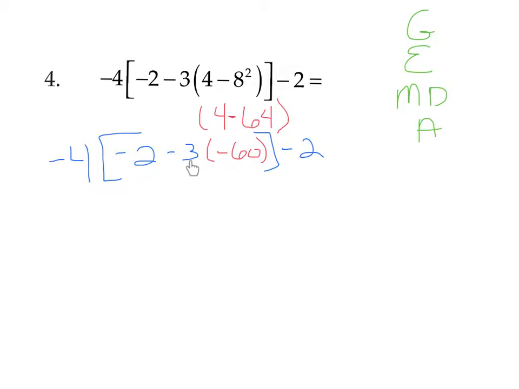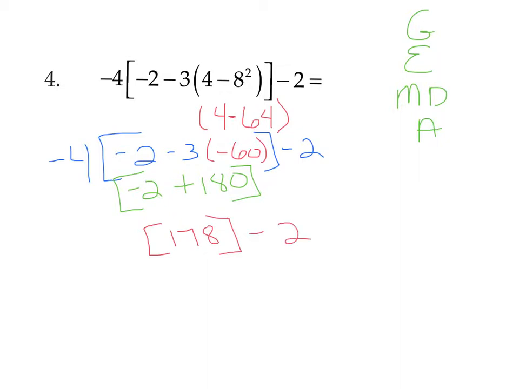So we have negative 3 times negative 60 is going to be positive 180. Then we have this negative 2 here. So we're almost done in these brackets. This is add negative 2 plus 180. Okay, the positive guys are going to win. They're going to have 178. All right, now I'm replacing everything I haven't used. I haven't used this negative 2 out here or this negative 4 out here.